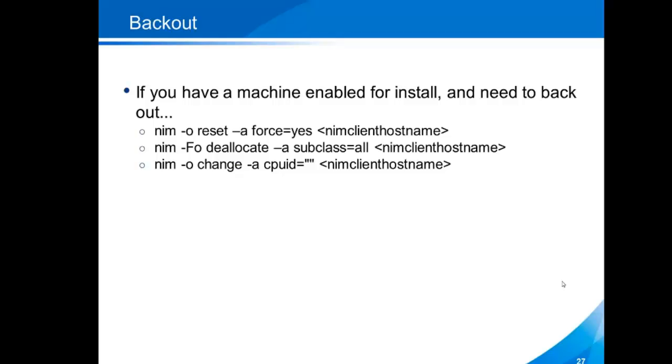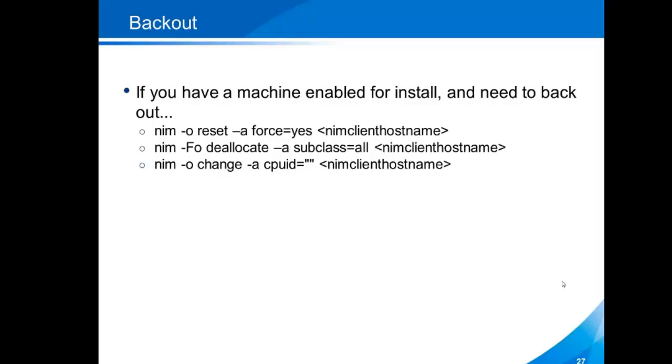So let's say you have a machine that's enabled for an install, all the NFS exports are done, and you decide that you really don't want to do it, or oh darn, I picked the wrong MKSYSB image, or whatever. What you'll have to do is nim -o reset with force=yes. Typically I have to do this where I start to do the pull install and something happens and I have to completely back out. It leaves it in a funky state, so you pretty much are going to have to do a reset. You may also have to do a force deallocate, and you may have to reset the CPU ID.